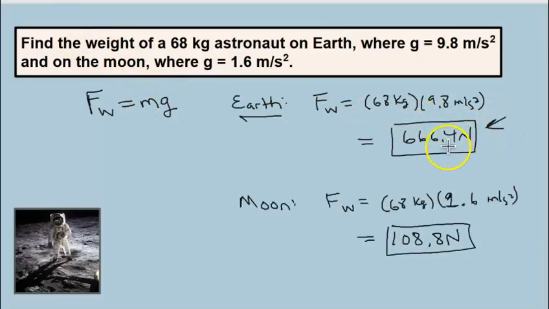On Earth, the astronaut has a weight of 666.4 newtons. Again, divide that by 4, and that gives you a rough sense of their pounds. So they're about 167 pounds, very, very roughly. I rounded to a quarter. The moon is only pulling them towards the moon with a force of 108.8 newtons. That is why it is easier for the astronauts to jump on the moon.